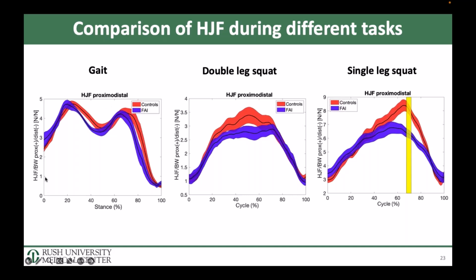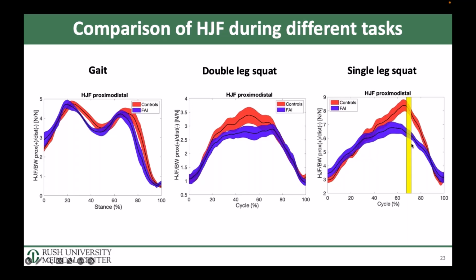So first of all, I would like to draw your attention to the values on the y-axis. For gait, the peak values are about 5. For double leg squat, they're about 3.5, while for single leg squat, they're much higher. They're about 9 for controls and about 7 for patients. So that's the first thing that we can notice starting from these graphs.